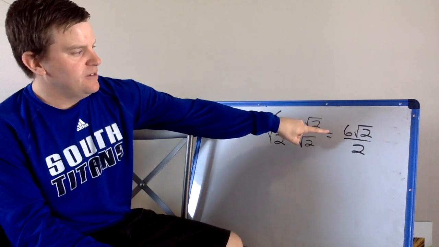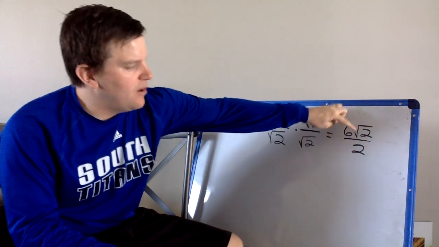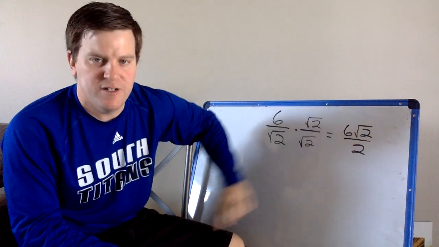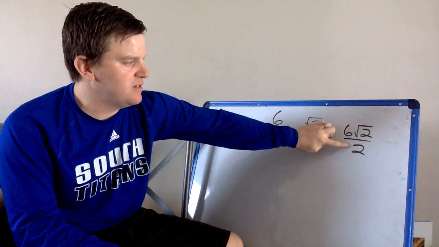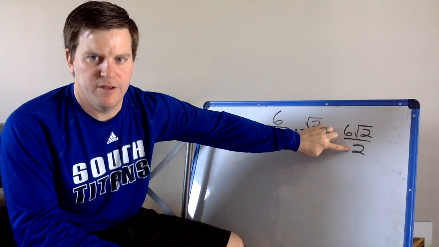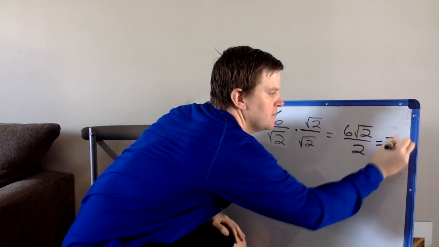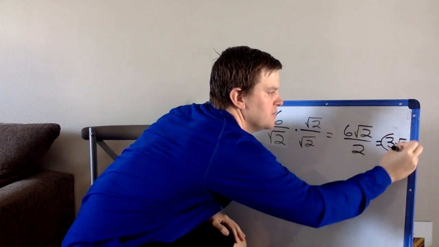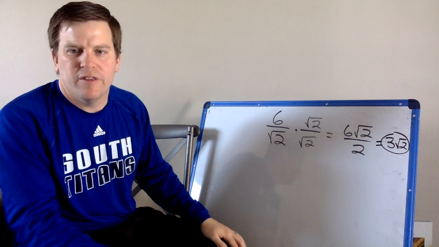Now look at this. Don't leave this. This can be simplified. Now we can't simplify radicals and non-radicals, but we have 2 whole numbers here. We know that 6 over 2 is 3. So actually our answer is 3 times the square root of 2. Technically over 1, but we don't need the 1 in the denominator.